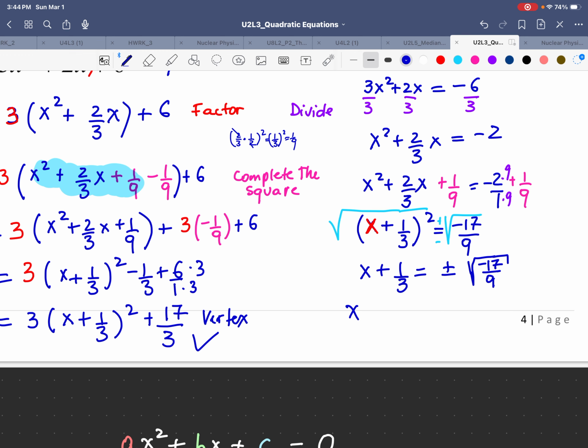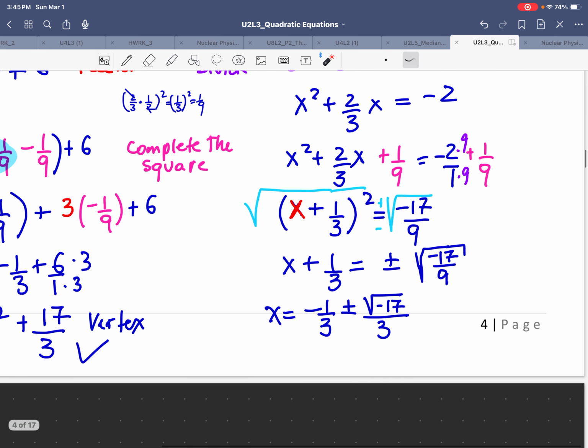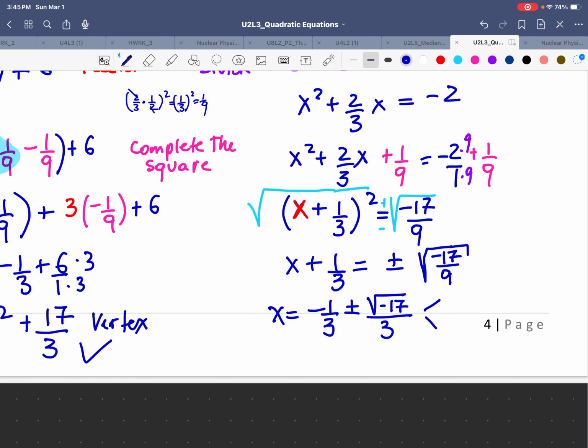So we're going to isolate x. Take that 1 over 3 to the other side, negative 1 over 3, plus or minus root of negative 17 over root of 9, which is 3. So remember, you can split this into two roots. Now we're ready to state the two solutions. So we're going to say x1 is negative 1 plus root negative 17 over 3, and x2 is negative 1 minus root of negative 17 over 3.